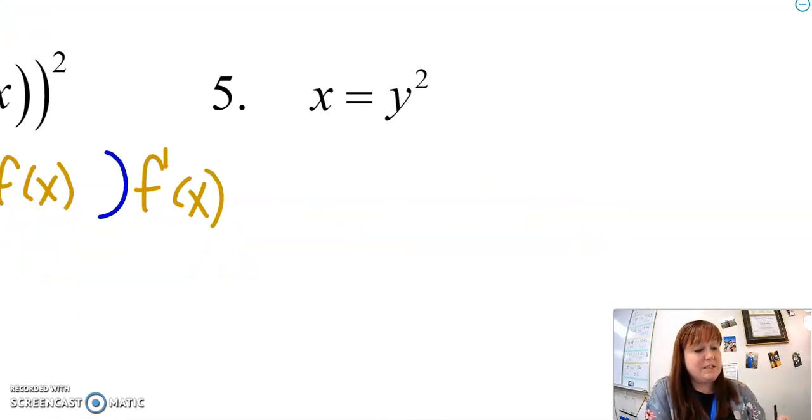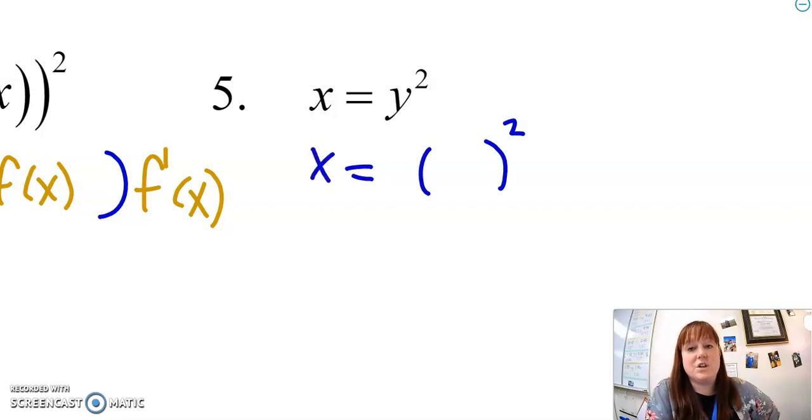Derivative of x with respect to x is 1. Now y is a function of x, right? So my outside function is some function of x squared. I'm just going to rewrite my function here instead of differentiating first. So this is some function of x that we don't know, but it's a function of x, because y is any function of x.